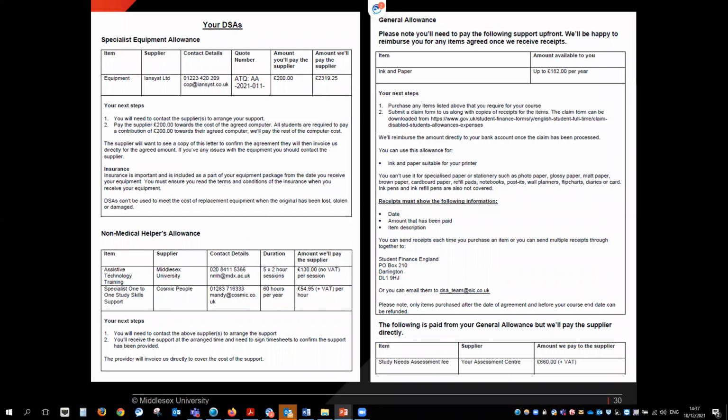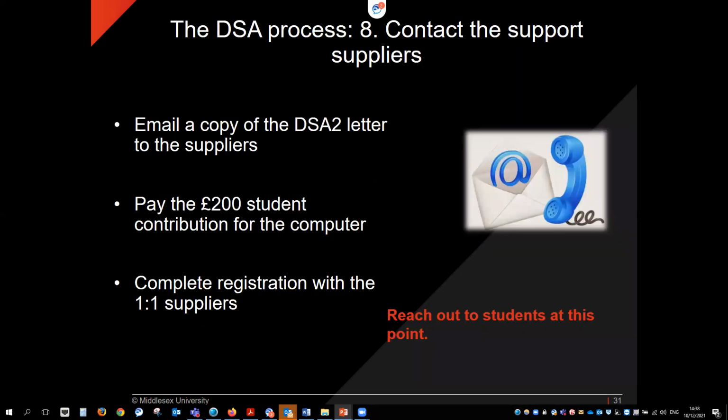Okay, apart from equipment, the letter will contain information about all the one-to-one support and taxis or whatever else has been recommended for the student. For example, printing costs, consumables for printing, ink and paper, are also included there, because this can be recommended to the student as well. Okay, so the DSA letter is received by the student.